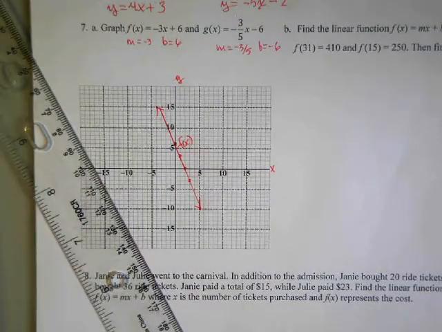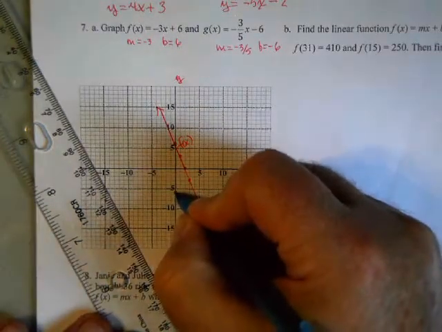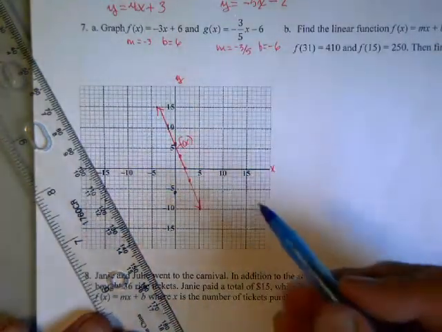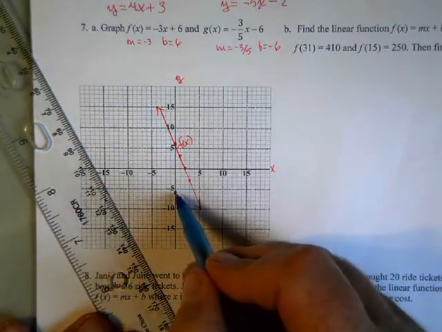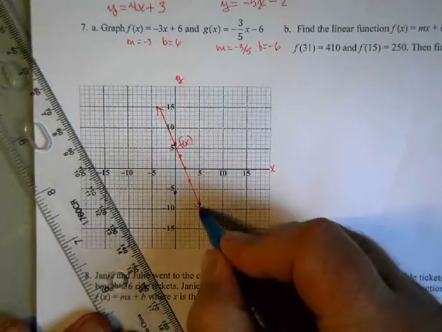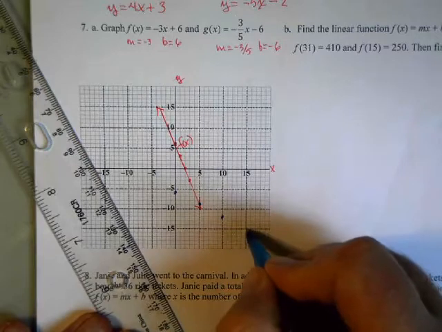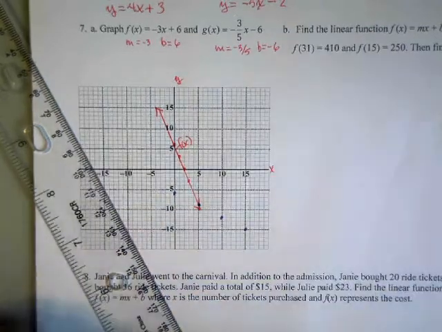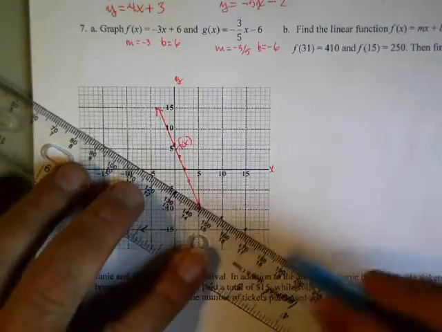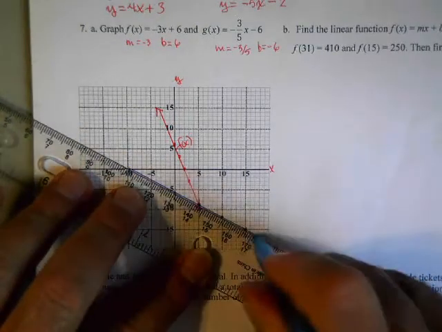Now for the second one, we're going to start at -6, so that would be here. Now here my slope is -3/5, so down 3 over 5, down 3 over 5, down 3 over 5, and so this one. There's my g of x.